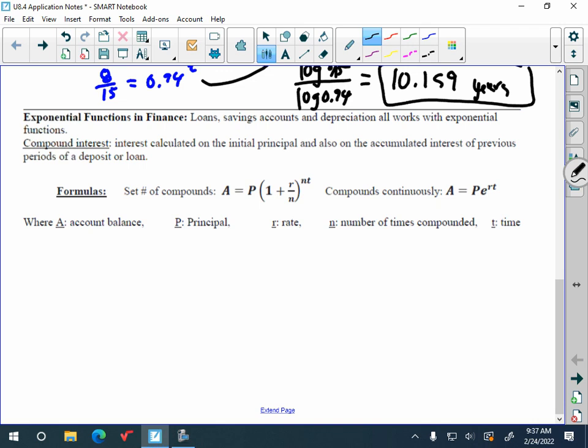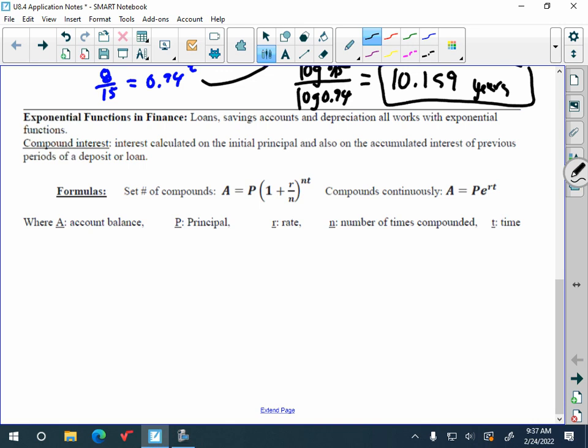E is going to stay e. We have an e button on our calculator. It's an e to the x button. So that's going to stay e. R is our percent as a decimal. T is number of years. So again, all these formulas are given on the test. You don't have to memorize them. You just have to know which one to use and how to use them.